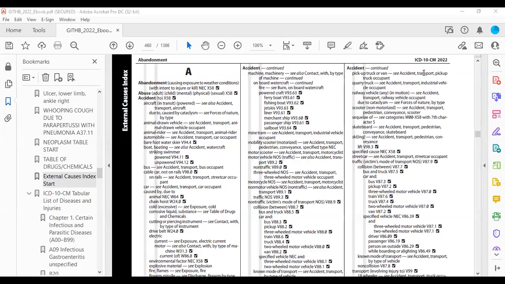Somebody was talking to me the other day and mentioned that it's a table. It really isn't a table. Think of it as kind of an alphabetic index, except it's dealing with external causes. So you can see things like abuse, accident, and others. And this is where you need to start. And you'll notice also that they have little check marks.